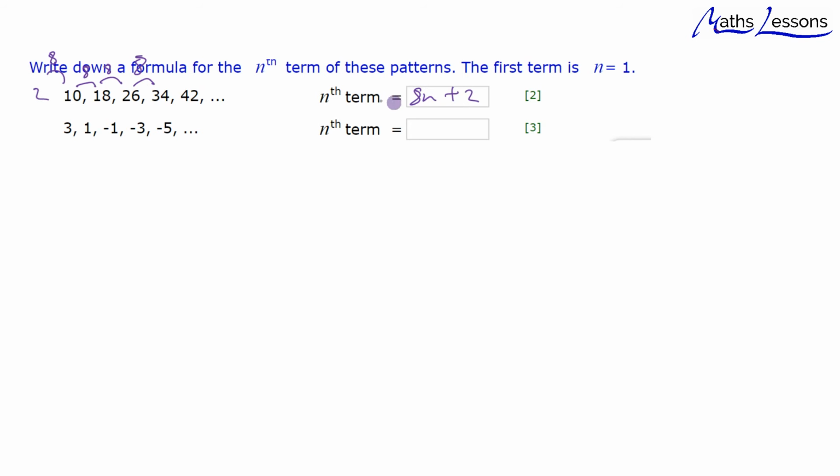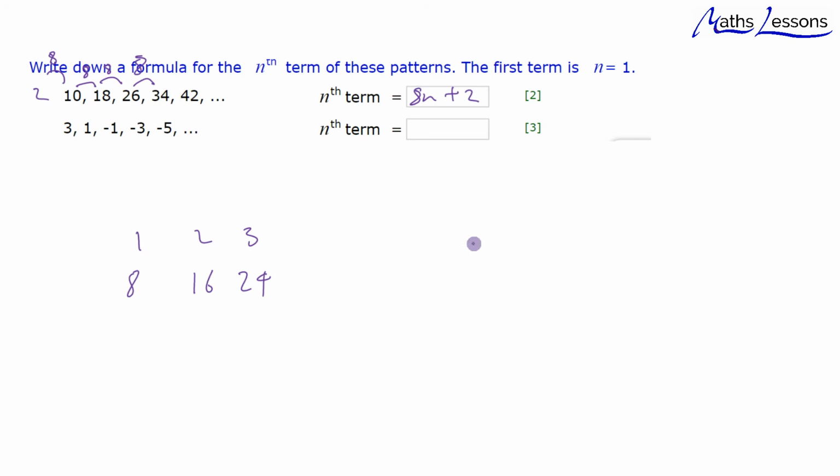Or you could just test 1, 2, 3. Put them into 8n, you get 8, 16, and 24. Compared to the numbers, this is 2 more, 2 more, and 2 more than these. So you can add 2. But I think going backwards one term to find that is the easiest way.